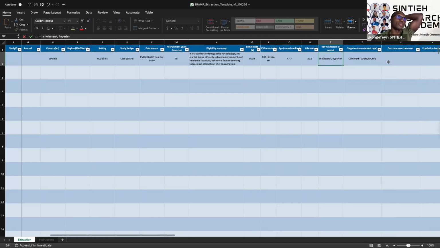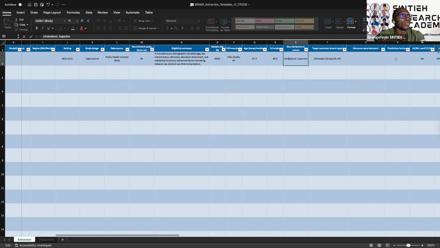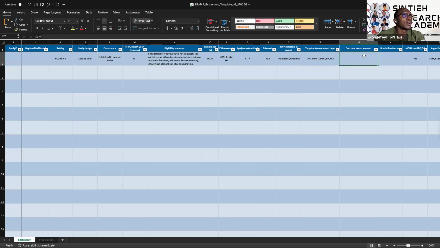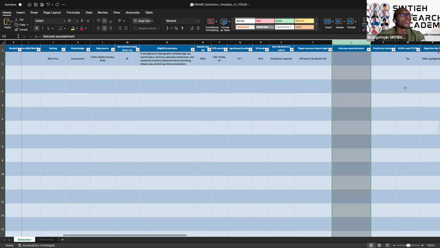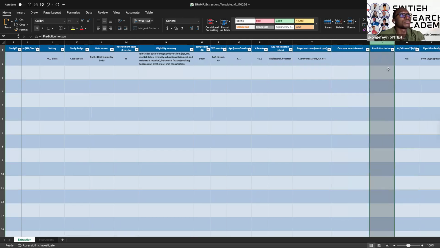And then you have the outcome, which is having a cardiovascular event or not. However they define it, you need to clearly state how they define what the cardiovascular event is. In this other study, it was three things in one. And then how did they ascertain the outcome? This you can skip. Prediction horizon, you can skip it.